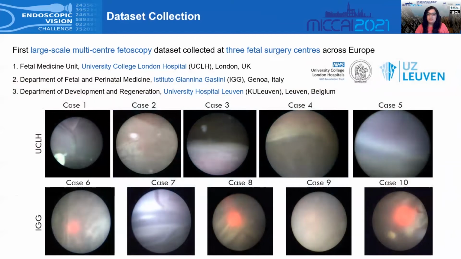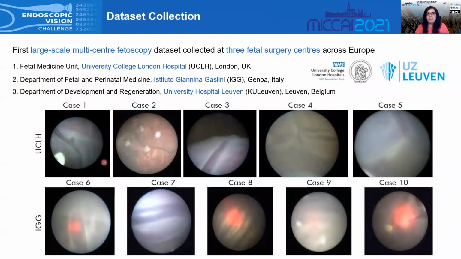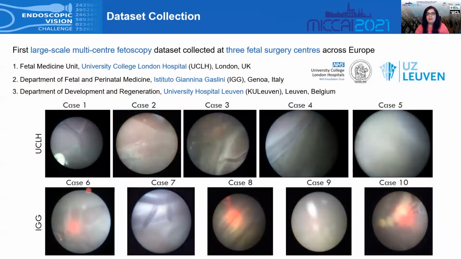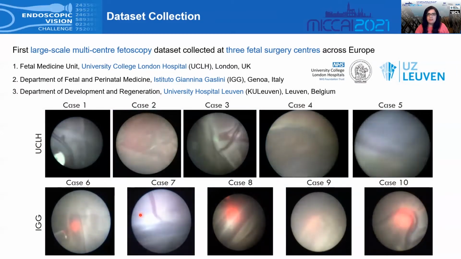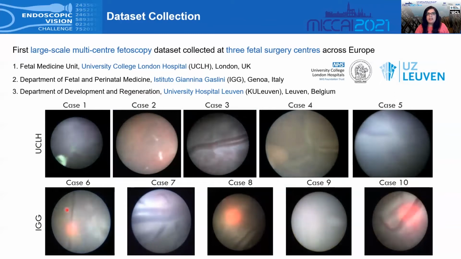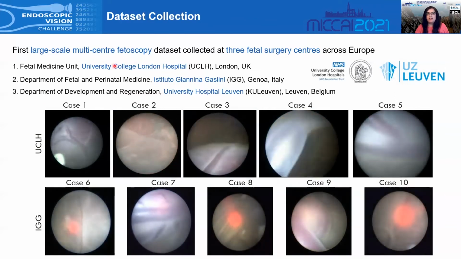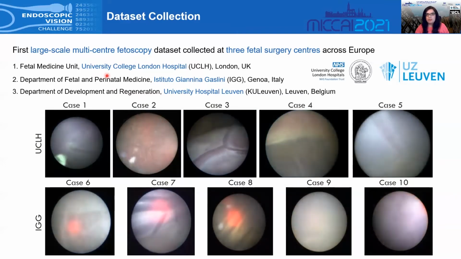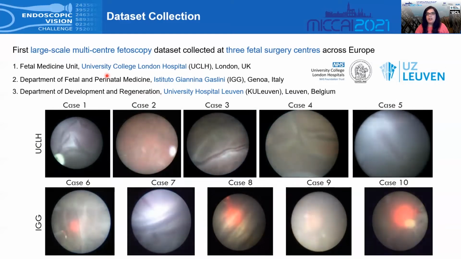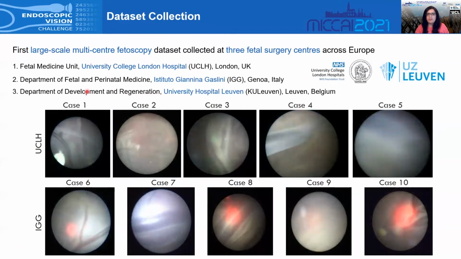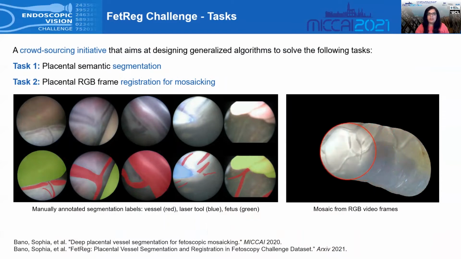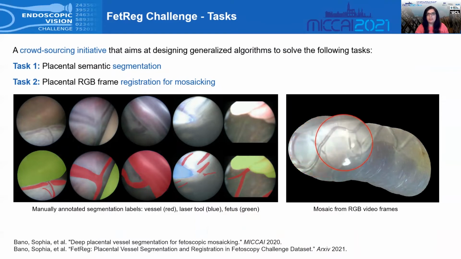One of the major challenges in fetoscopy data is the interpatient and intrapatient variability. Moreover, fetoscopy videos captured at different clinical sites also vary in terms of the recording setup. Therefore, we started collecting large-scale multi-center fetoscopic data from three major sites across Europe. These are University College London Hospital, Ospedale Niguarda in Italy, and University Hospital Leuven in Belgium. Using this data, we came up with two tasks for this challenge, where the main aim was to design generalized algorithms for solving these two tasks.